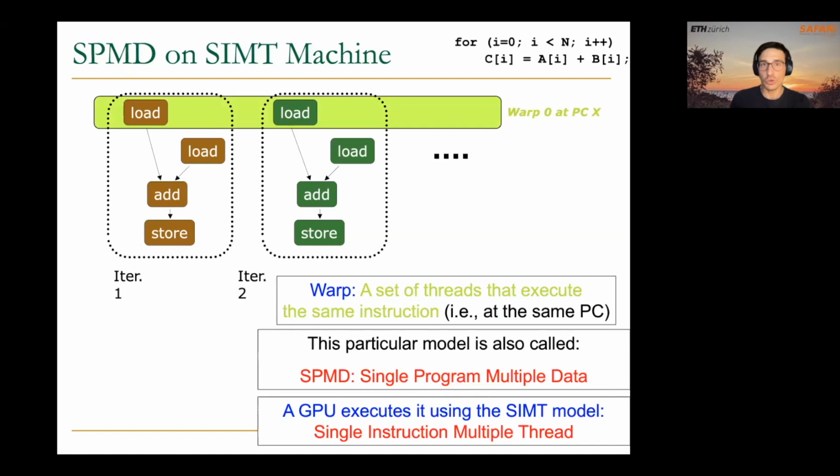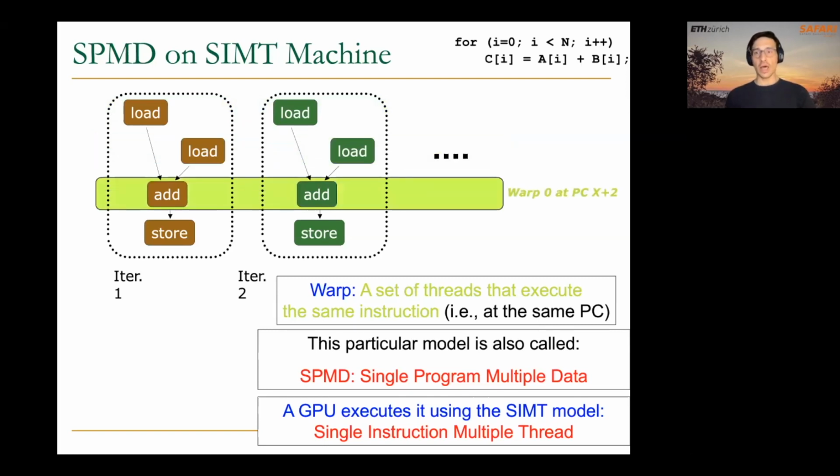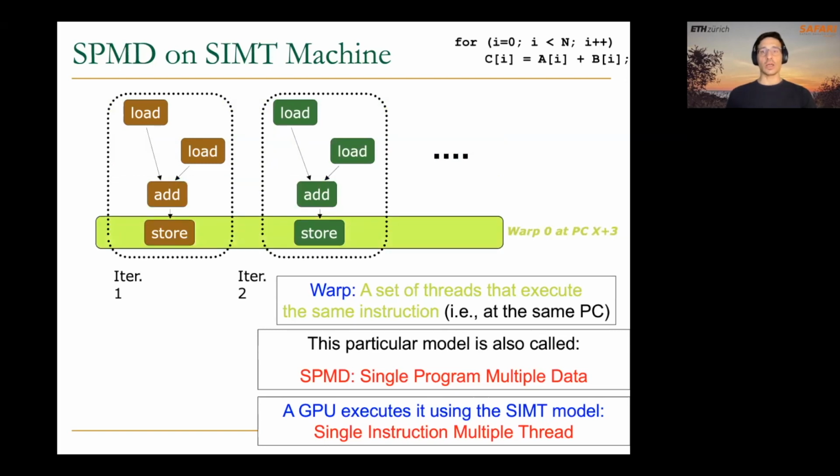So same as we could in our previous programming model, in the SIMD programming model, we said that these two loads and the rest of loads could go to the same vector instruction. Here, we can group these loads into warps or into instructions for different warps. So this would be instruction load for warp 0, this instruction load, next instruction load for warp 0, and add for warp 0, and a store.